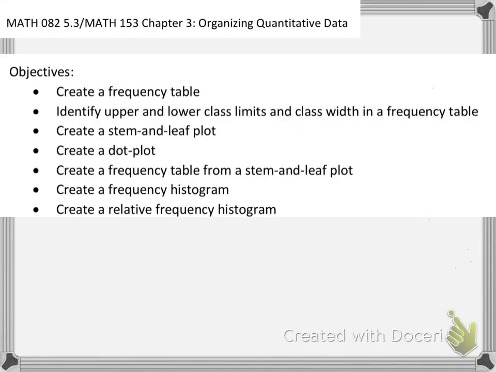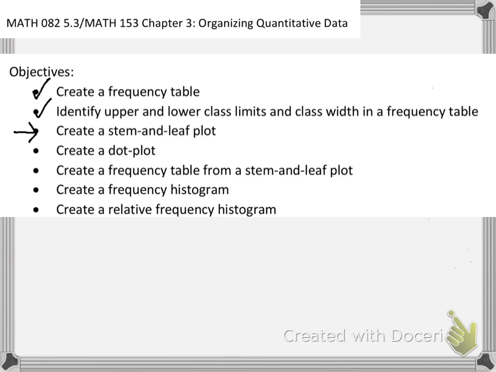If you're in Math 082, this is Chapter 5.3, and if you're in Statistics, this is Chapter 3. The topic of these videos is organizing quantitative data. In my previous video, I demonstrated how to create a frequency table, and I also explained how to identify upper and lower class limits, as well as the class width of a frequency table. In this video, we're going to learn how to create a stem and leaf plot.